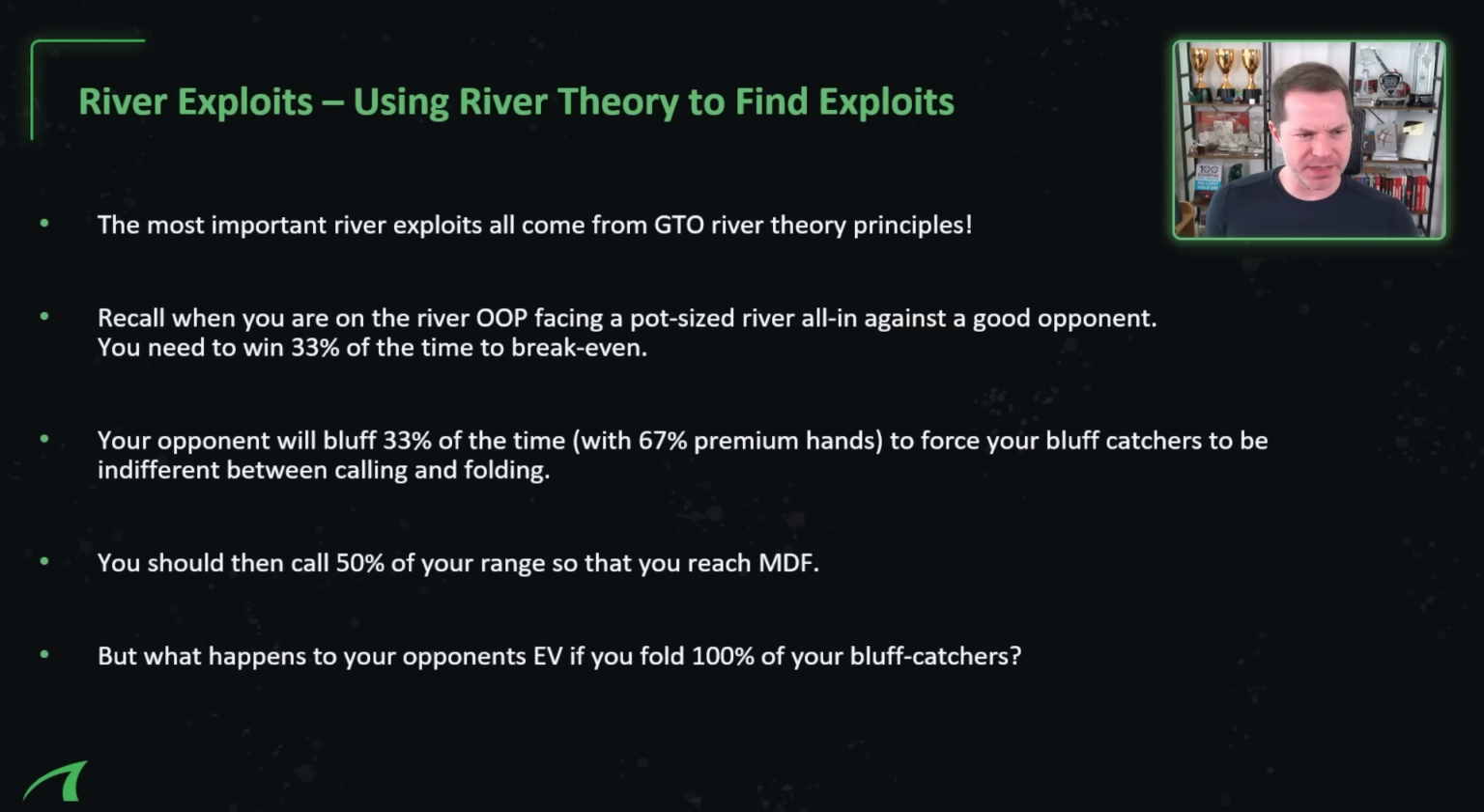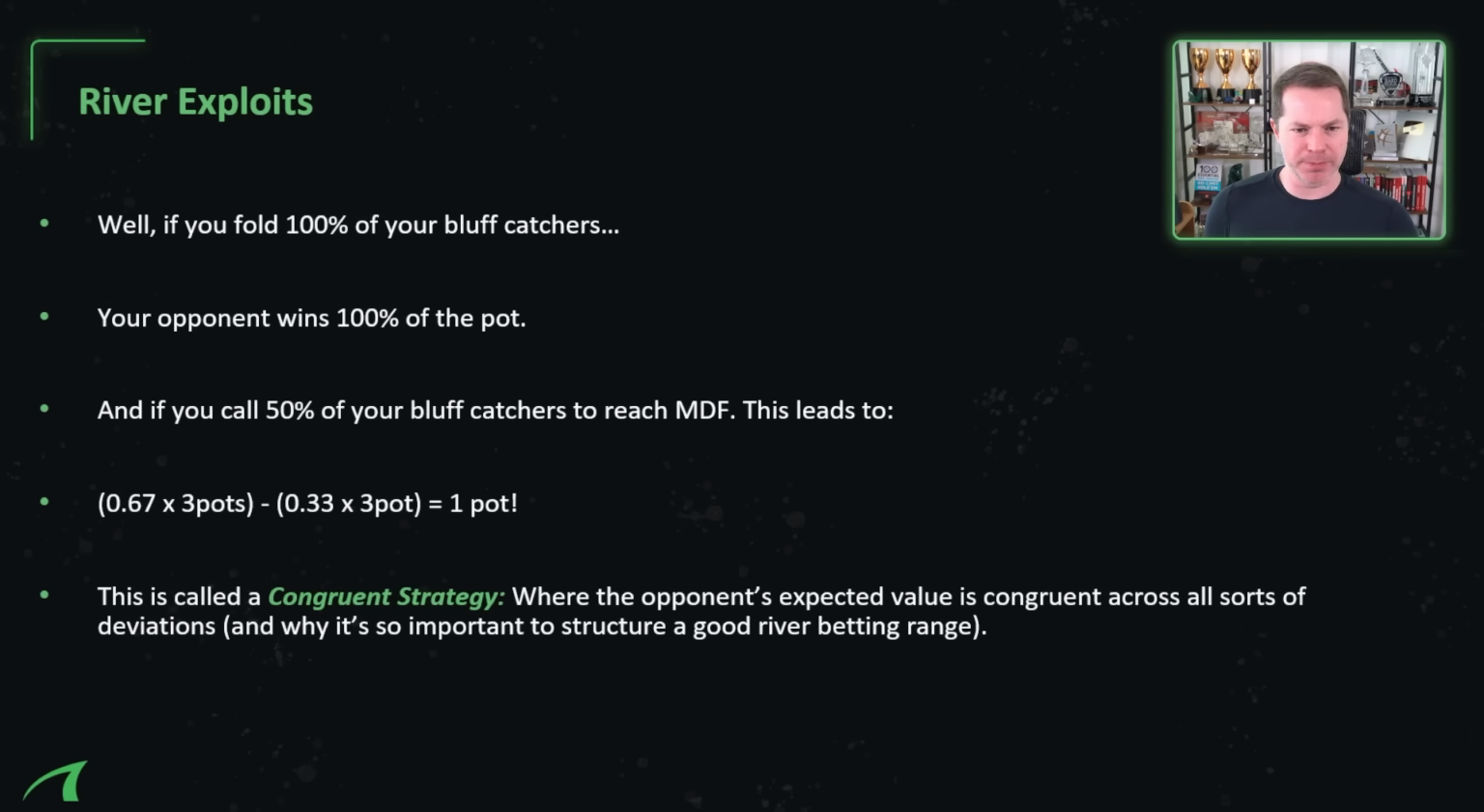But what happens in this scenario, as we've outlined it, if you fold 100% of the time with your bluff catchers, which will be your entire range? Well, in this scenario, your opponent wins the pot, right? Because you're folding and they win whatever's in the pot. And if you call with 50% of your bluff catchers to reach the minimum defense frequency, assuming your opponent's playing a perfectly polarized range, what happens? Well, 2/3 of the time times 3 pots minus 0.33 times 3 pots equals 1 pot.